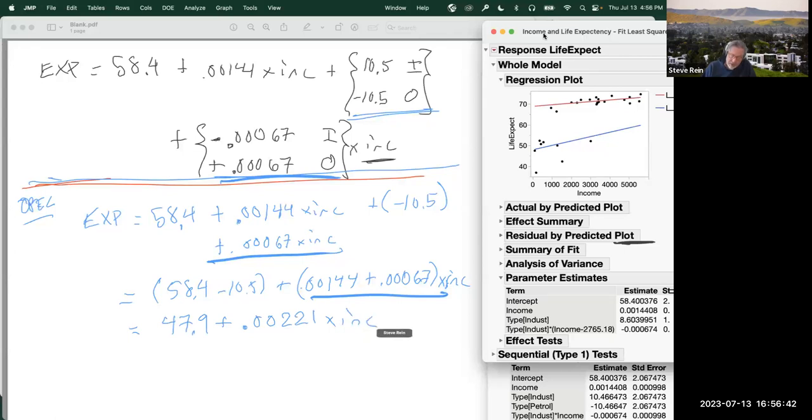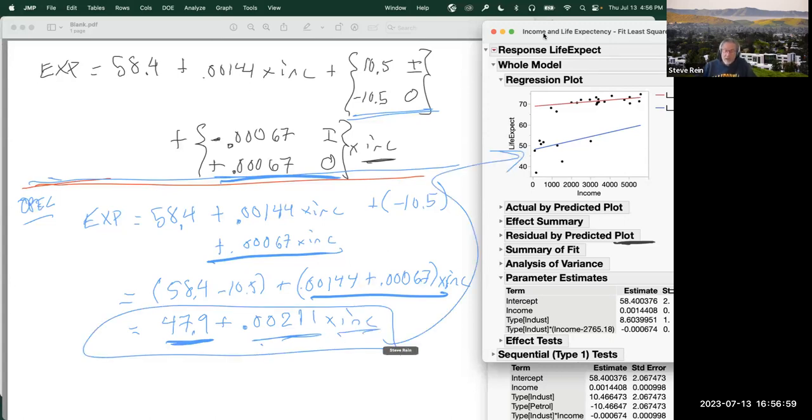Okay, so I will change that. I will erase it to make it look legible. Boom. Okay, there we go. We have an intercept and we have a slope. And that line corresponds to the OPEC country relationship.